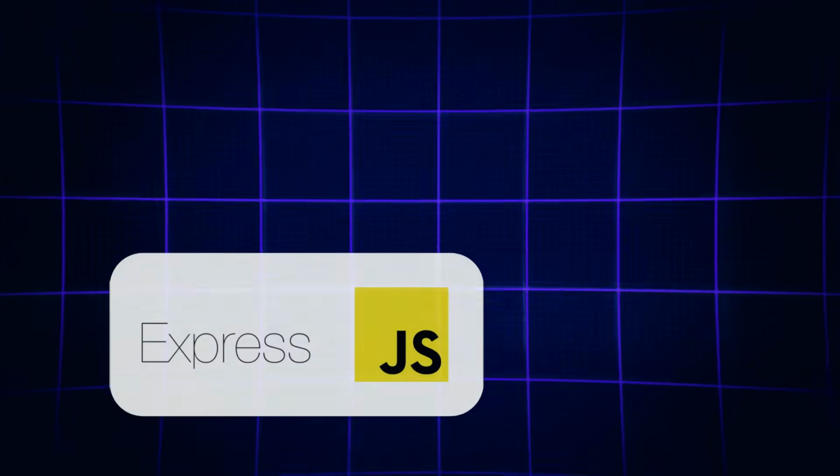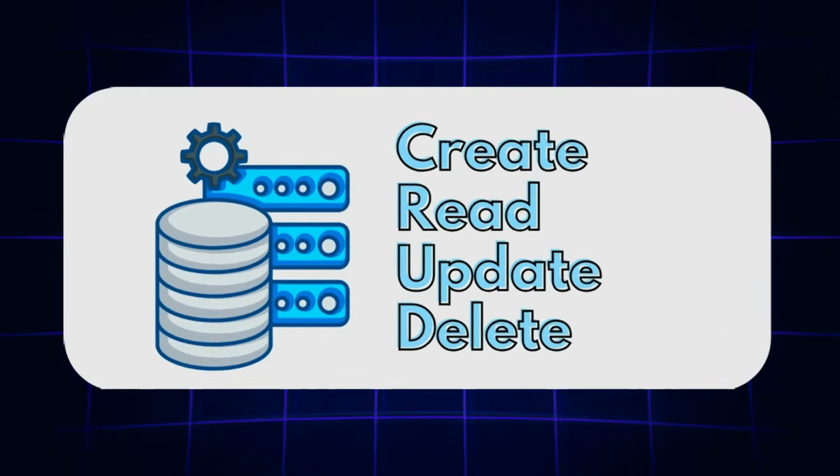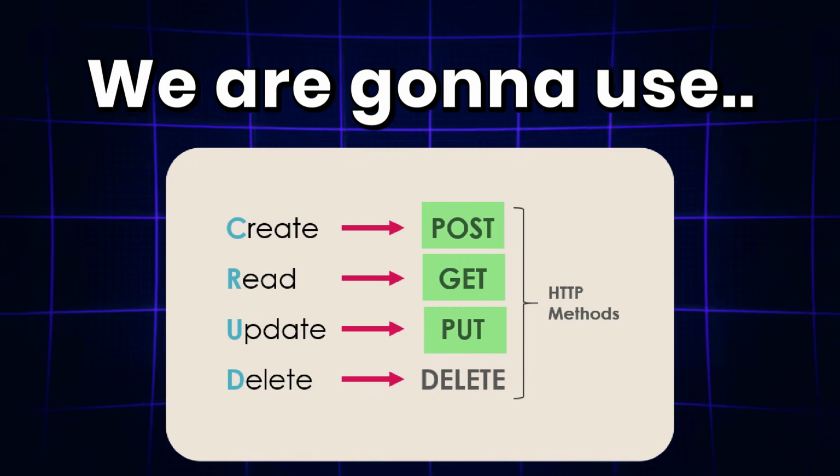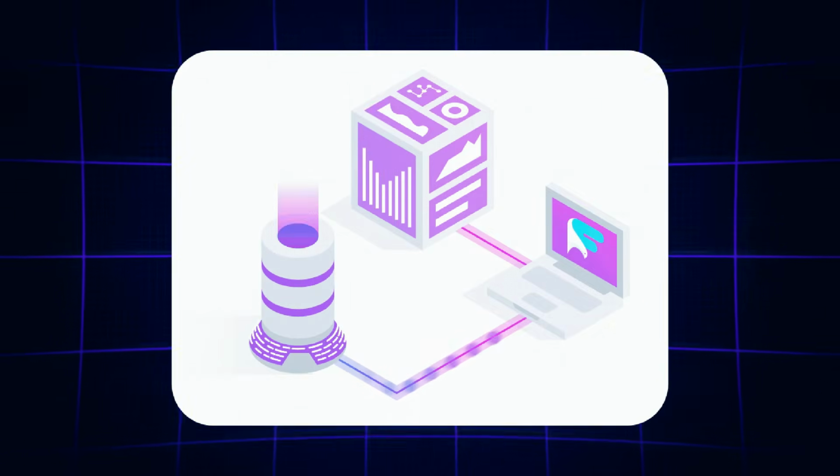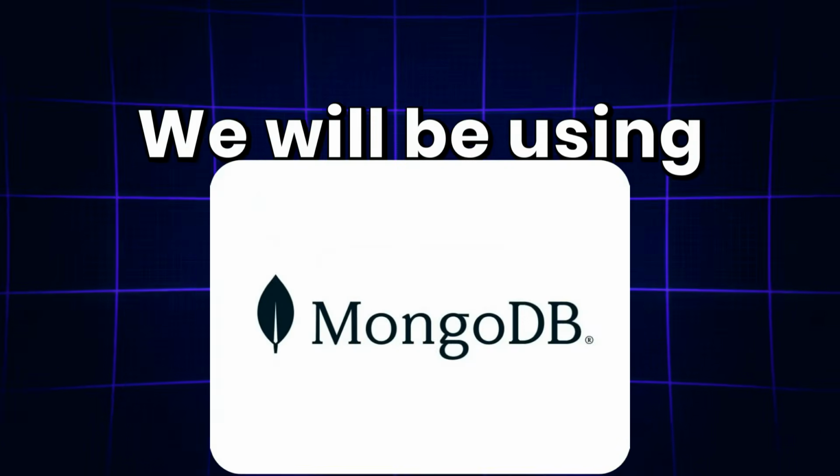Today we're building a complete Express plus MongoDB CRUD API from scratch. We're going to use get, post, put, and delete, all wired to a real database. That is, we'll be using MongoDB.